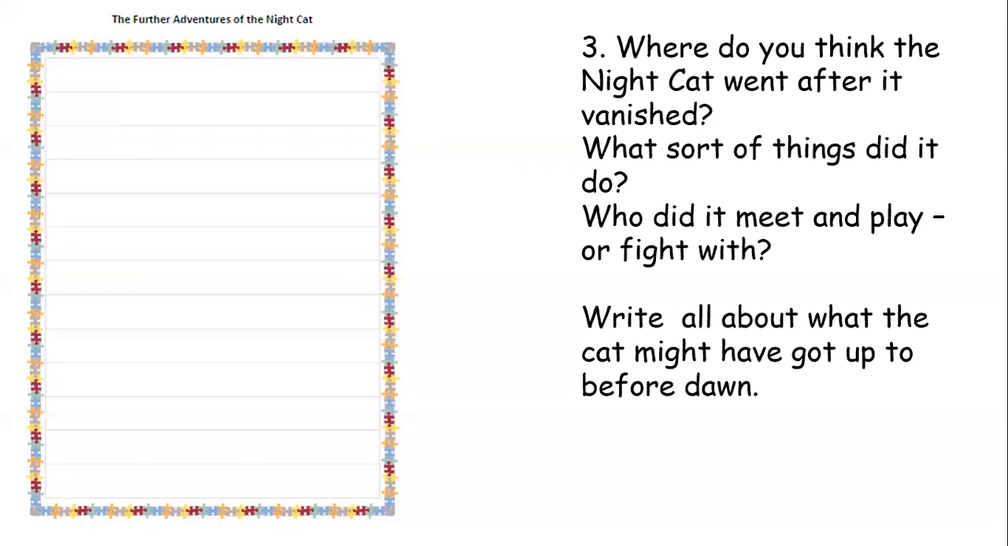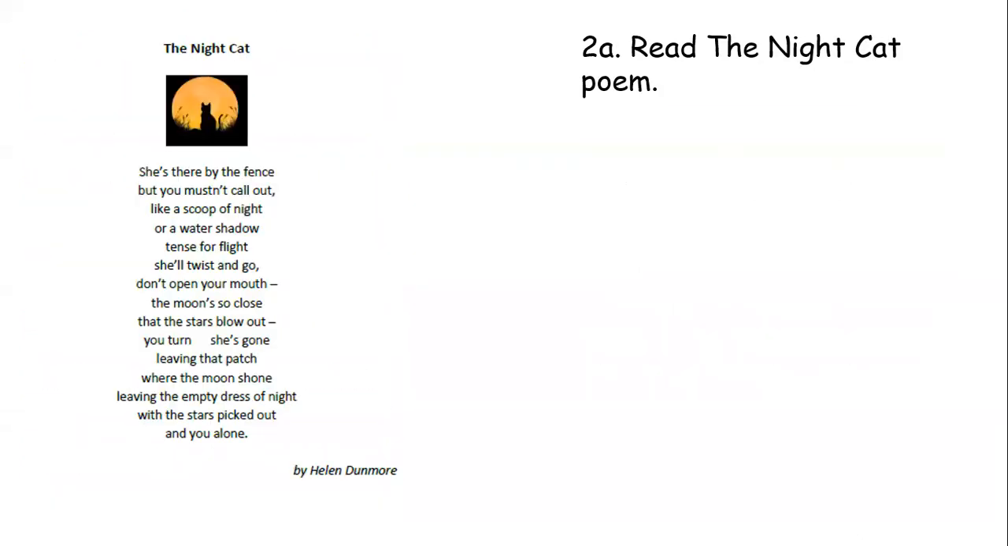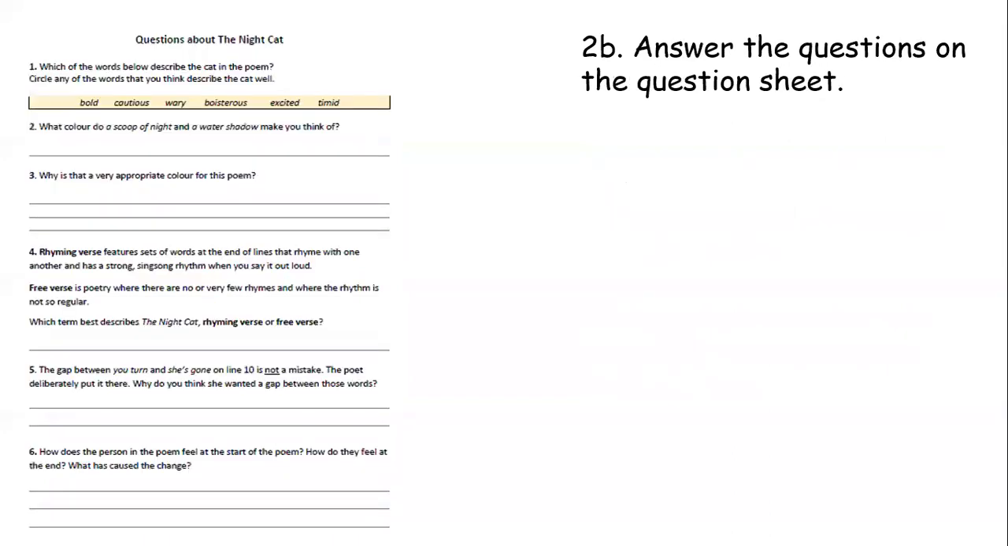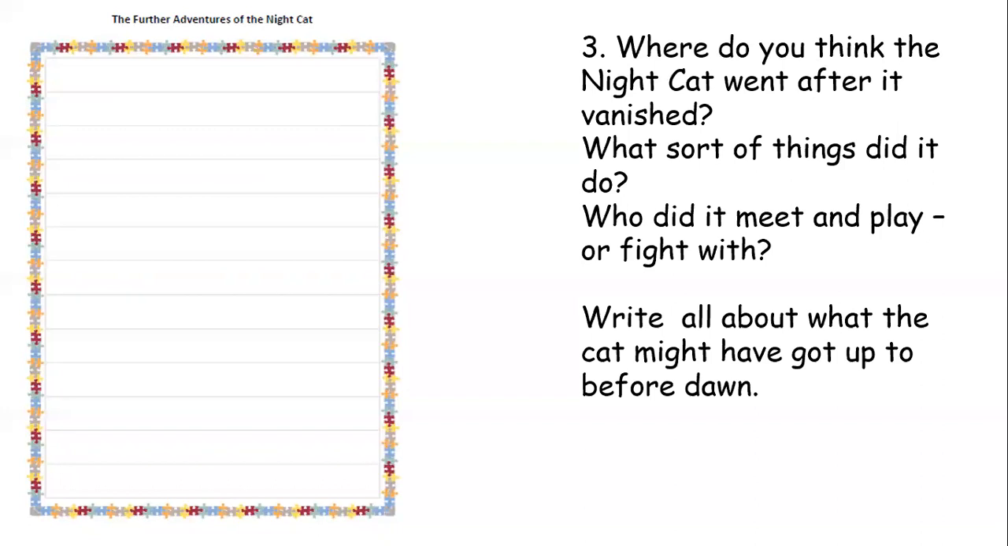So where did it go after the poem? This poem ends with she disappears. She's gone. Okay. Where did she go? What sort of things did she get up to? What adventures might she go on? You could write it as though you are the night cat. I did this and I did that. Or you could write it like the poet has about the night cat.